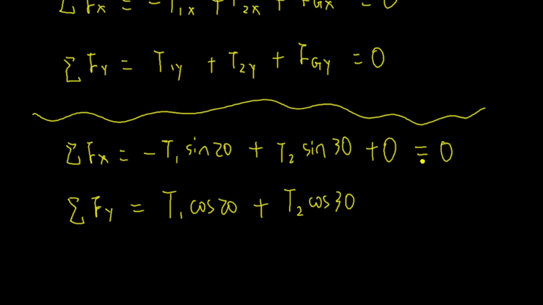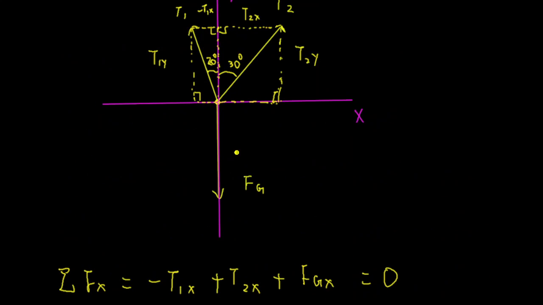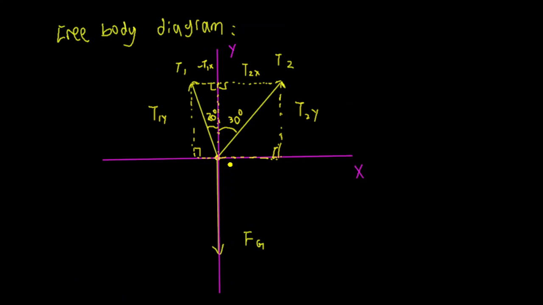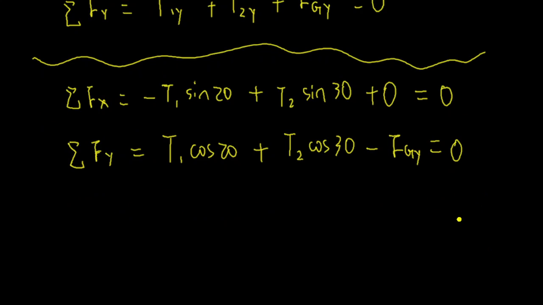Now, gravity in the y direction. Is there anything? Yes, there is. But it's in the negative y direction. So it's supposed to be a minus, right? Because it's a negative y direction, it's minus Fg y. Of course, that sums to 0 right here. Okay, now you can start solving this.